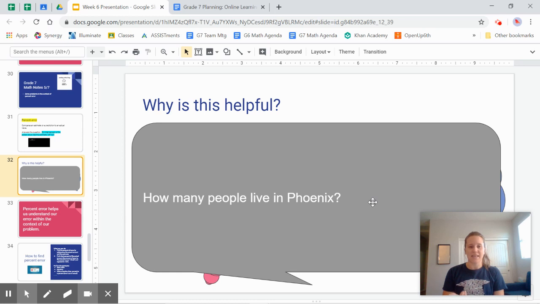If you were wondering how many people live in Phoenix, you could do a few things. You could count all the people yourself. That would take a lot of time and resources and probably isn't safe to do right now. You could look it up, you could do some research, or you can make an estimate. If I asked you to estimate how many people live in Phoenix, what would you say?